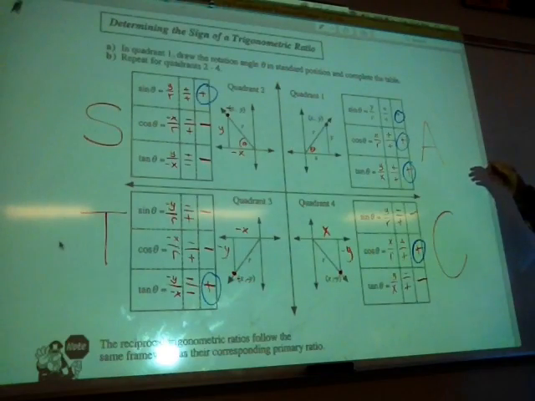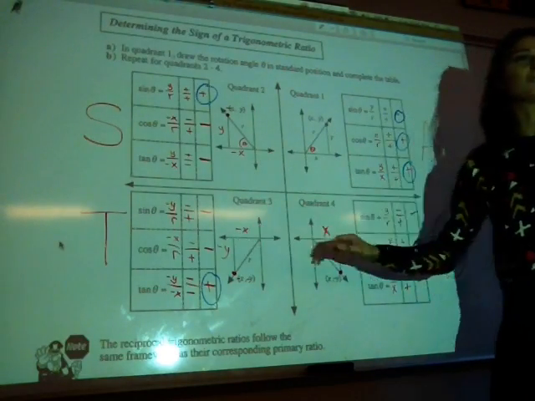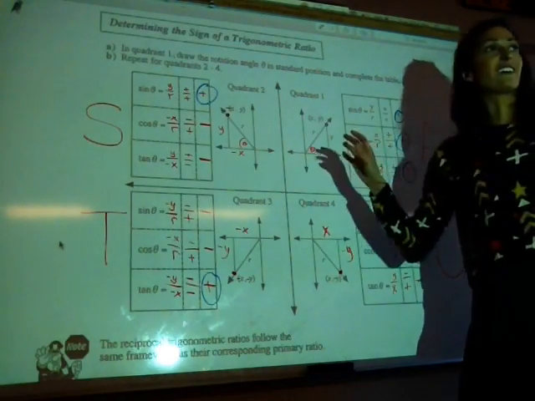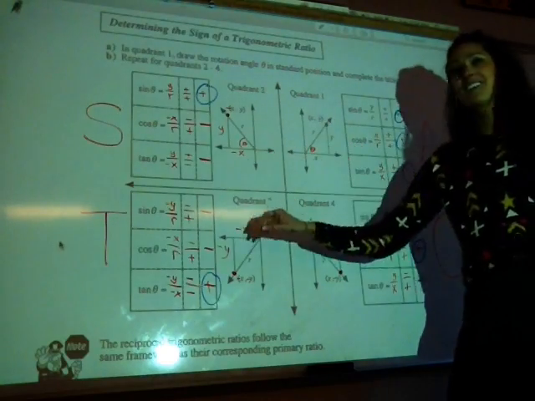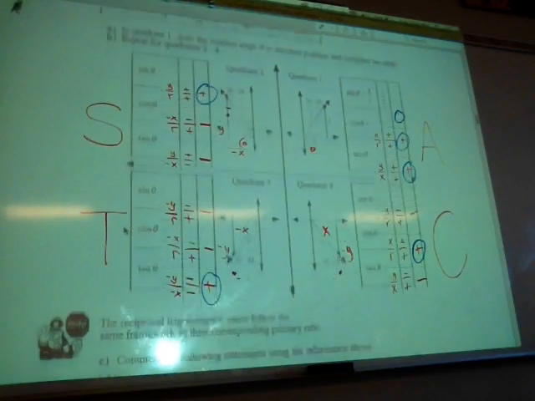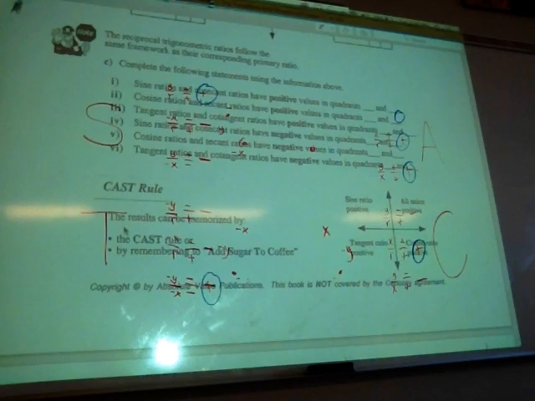It says add sugar to coffee. So for those of you who like coffee, you can start in quadrant 1 and sugar, I guess, too. Add sugar to coffee. It's just a weird little memorization tool that someone likes to use. Personally, I will refer to the CAST rule over and over again. You're going to see me draw the C-A-S-T over and over again.